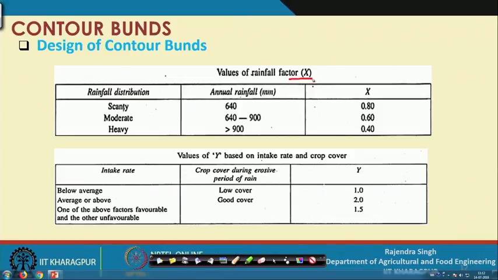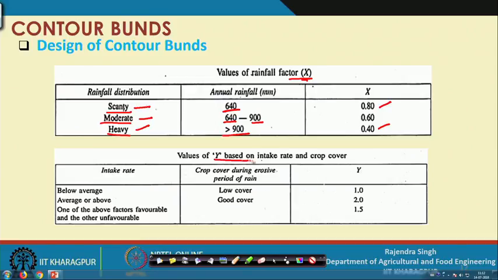Values of the rainfall factor X depend upon the rainfall, that is, whether it is scanty, moderate or heavy. The magnitudes are also given: if the annual rainfall is less than or around 640, it is referred to as scanty. In between 640 and 900, it is moderate. Greater than 900 is heavy. The values of X vary from 0.8 to 0.4, but remember, typically we limit the rainfall to 700 millimeters while designing the bunds, but in odd cases it may also be designed for heavy rainfall areas.